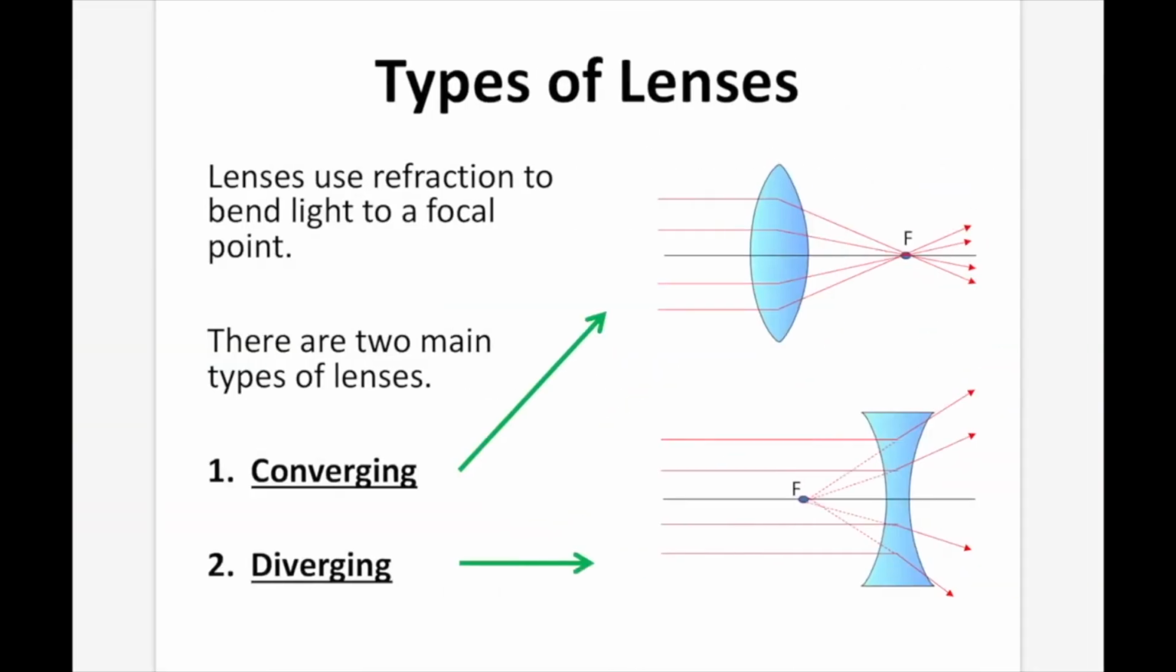Types of lenses. Lenses use refraction to bend light to a focal point. And there are two main types of lenses: converging lenses, which converge the light rays, so you can see they converge the rays down to a single point, the focal point, and diverging lenses that push the rays farther apart. So you can see these rays are diverging from each other.